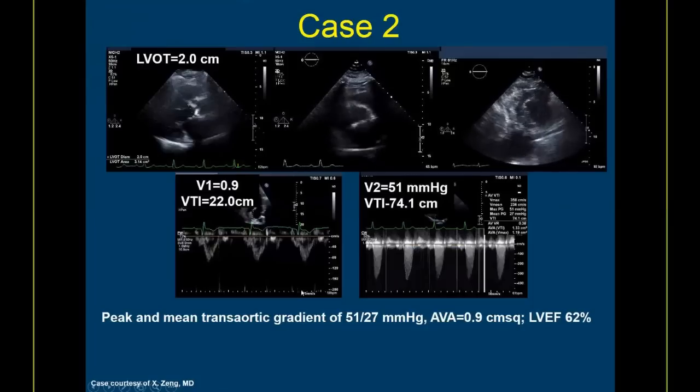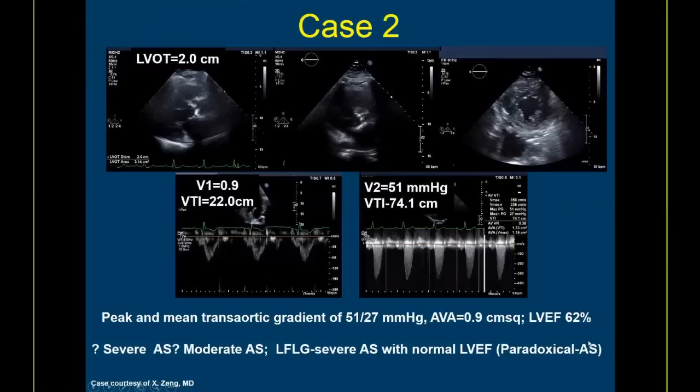And these are the numbers that we're getting. V1 is 0.9, VTI is 22 centimeters. Your V2 is 3.58, with a peak gradient of 51 millimeters of mercury. So that's low gradient again, but severe aortic stenosis by aortic valve area, with preserved ejection fraction. So what are we dealing with here? Is it severe AS? Is it moderate AS? Is it that low flow, low gradient AS?